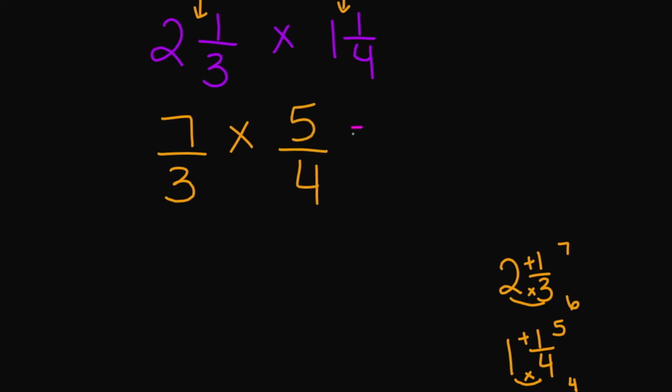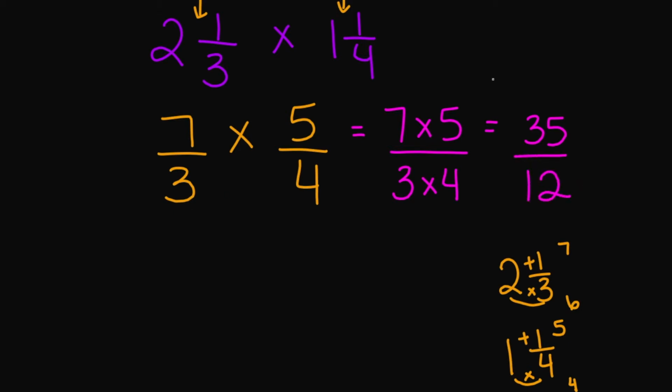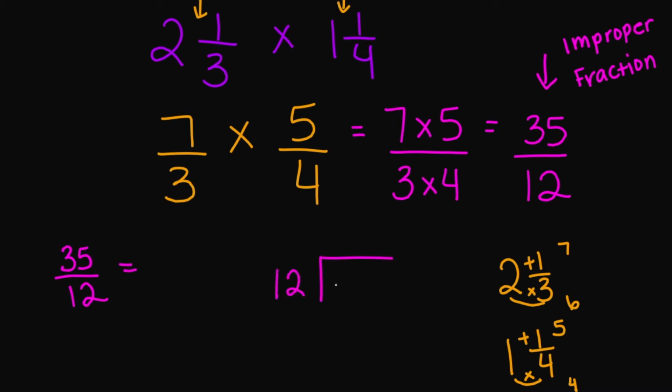Now I'm going to go ahead and multiply across. So 7 times 5 in my numerator, this is going to give us 35 over 3 times 4 in my denominator, this is going to equal 12. Since 35 over 12 is an improper fraction, we're going to turn this back into a mixed number. I'm going to put my 12 on the outside, 35 on the inside. 12 goes into 35 2 times. 12 times 2 is 24. 35 minus 24 is going to equal 11.